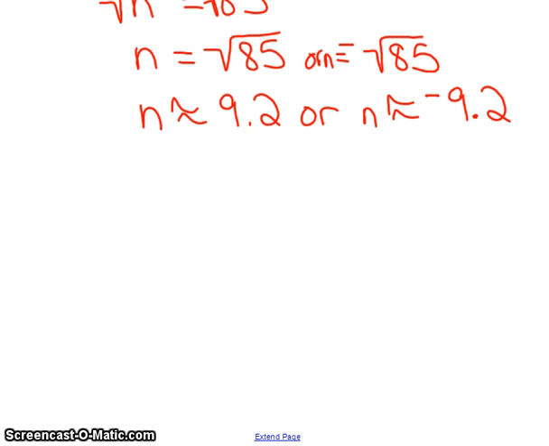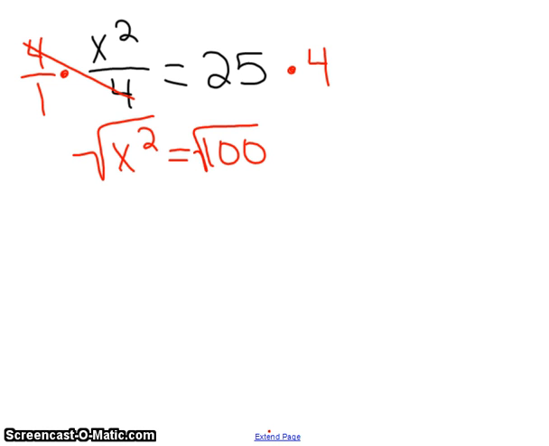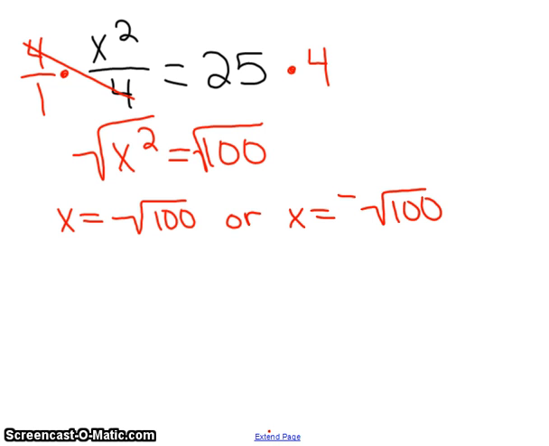And our last example would be if we have something like x squared over 4 equals 25. Again, we want to get the x squared by itself, so we're going to multiply each side by 4. These cancel. I get x squared equals 100. Take the square root of each side. I get x equals either the square root of 100 or x equals the negative square root of 100, which means x equals 10 or x equals negative 10.